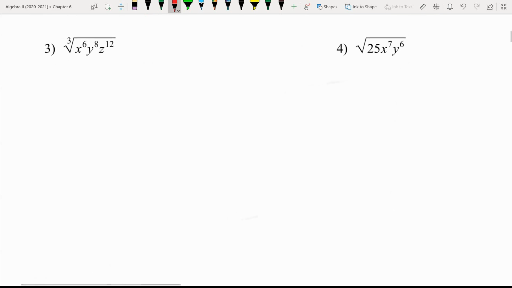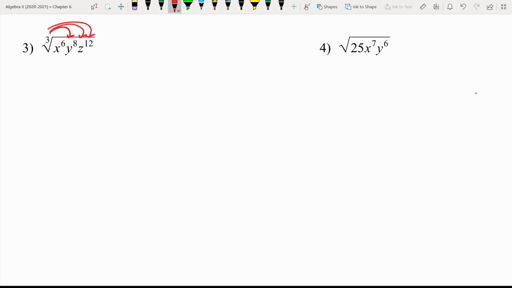Number 3, on this one, we're going to use that little property there. I am going to take the root, which is 3, and we simply divide it in. We see how many groups of 3 of each of those x, y, and z's we can pull out of there. So it really just turns into a division problem. See how many times this 3 goes into 6 here. It goes in twice, so that's x squared.